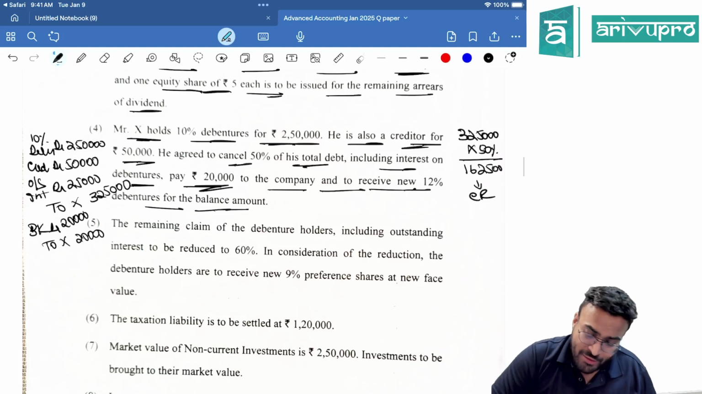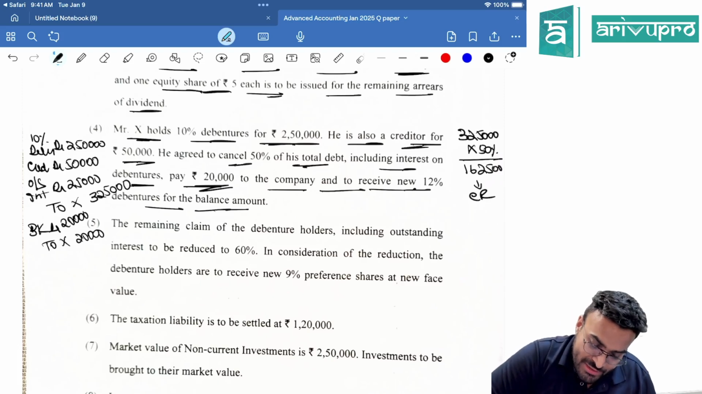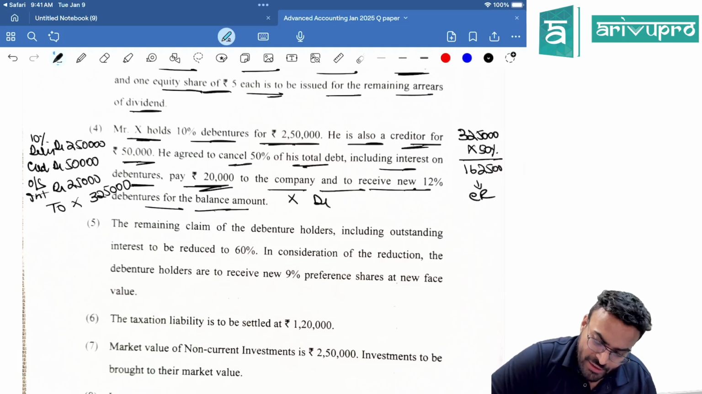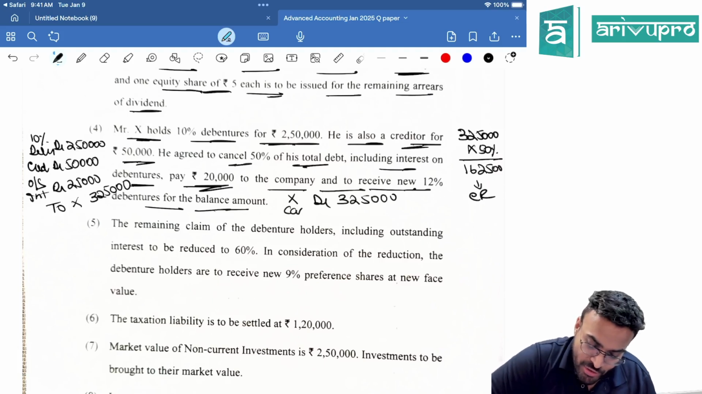Now, what will happen? Now, understand this. You can see X account. You can ignore this entry. You can pass the compound entry. X account debited 3,25,000. And he is going to give cash. Bank account debited 20,000. Don't write cash. Bank account debited 20,000, to capital reduction 1,62,500.